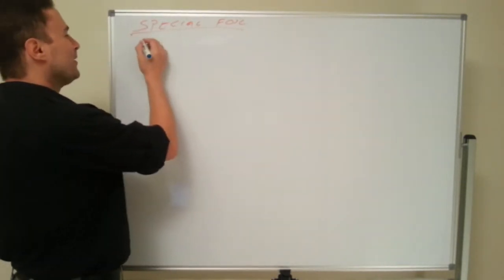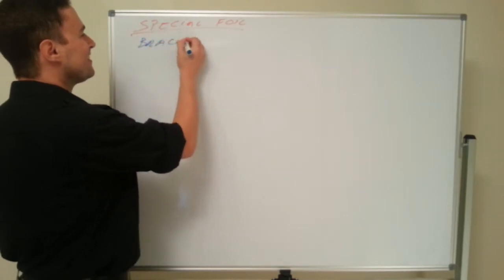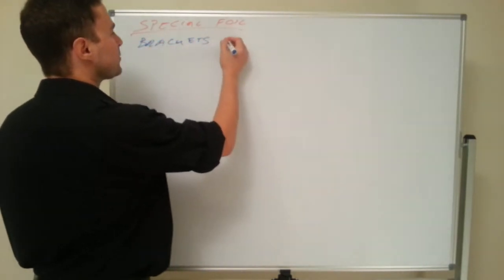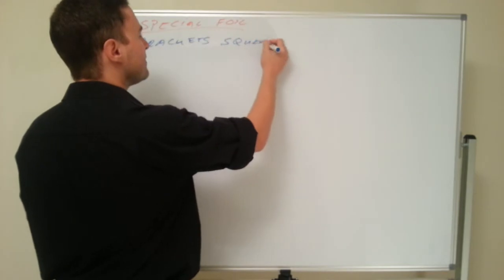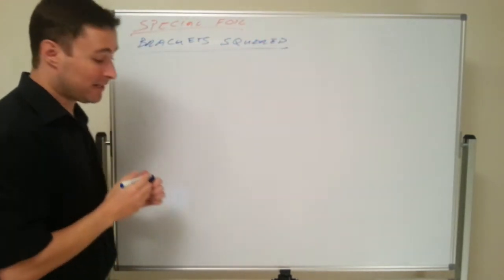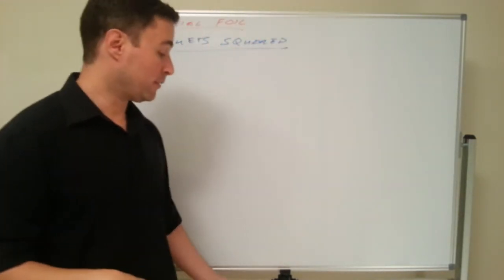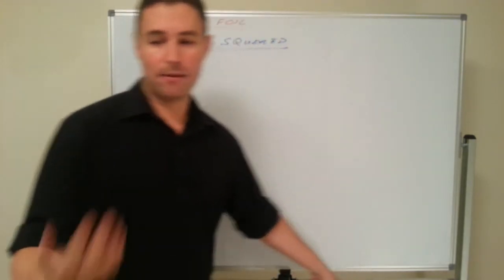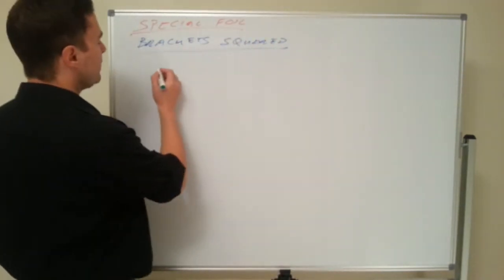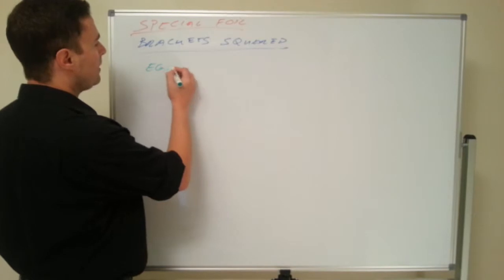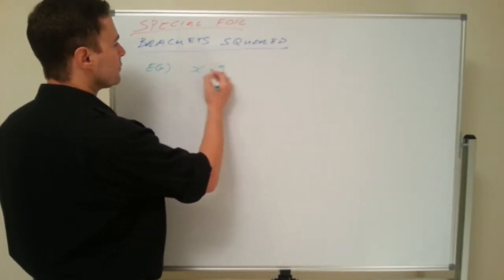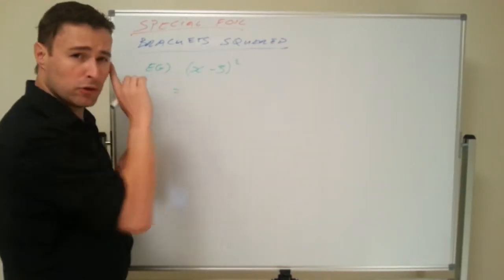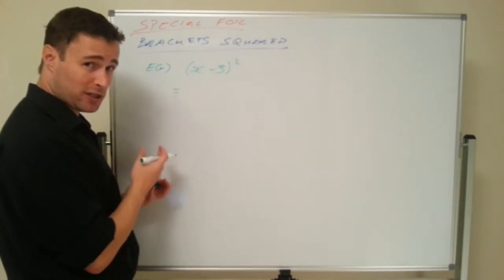The first thing we're going to look at is brackets squared. Okay, there are step-by-step instructions on the notes from the blog, so go get those, alright? I'm going to do it quite quickly. So the first thing we're going to look at is e.g. x minus 3 all squared. Now, I'm going to do this long-winded and show you how I get the shortcut from there.